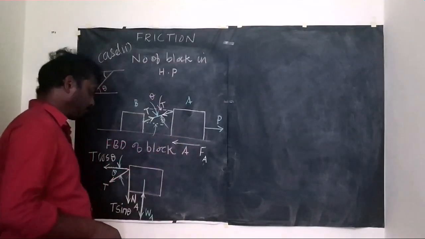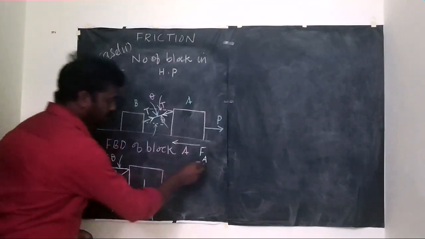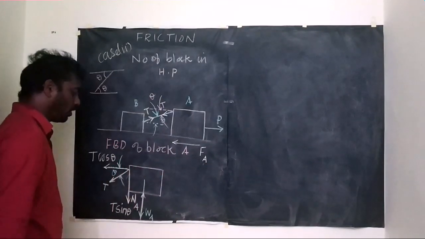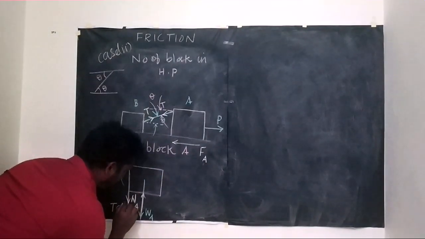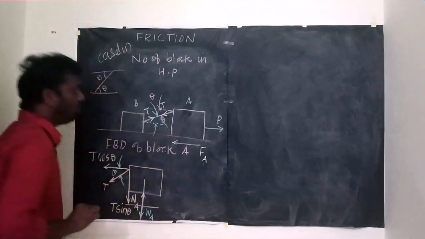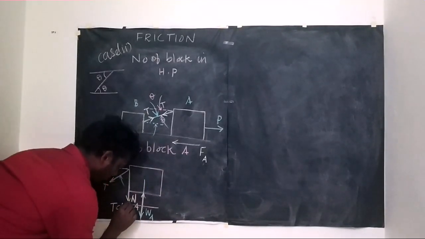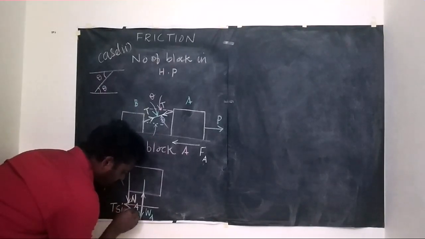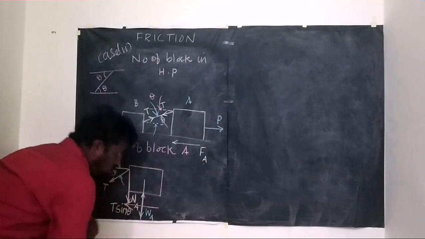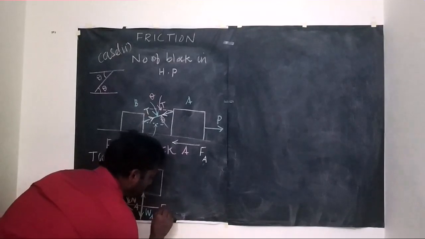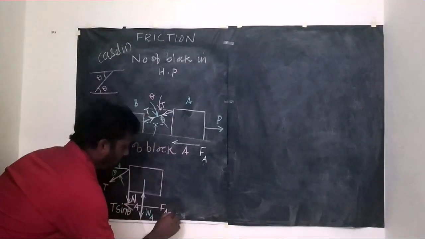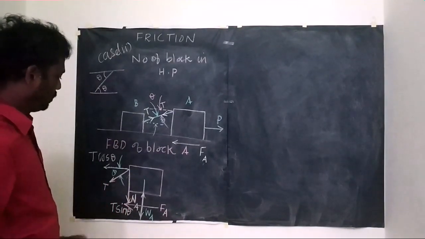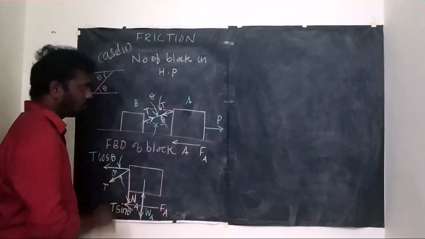of block A. Okay, so I am going to mention this F suffix A on the free body diagram, that is acting opposite to the body movement. F suffix A. Now we have mentioned all the forces acting on block A.